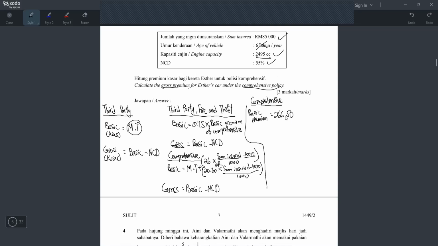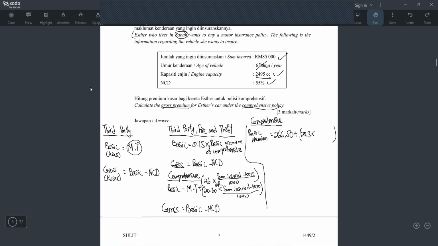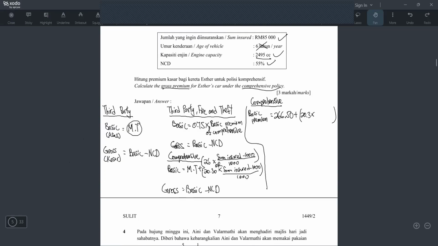266.50 is not the answer yet. You still have to plus with bracket. Okay, which one do you want to take, 26 or 20.3? 20.3. You know why? Because it's in Sabah, Sarawak. If it's Semenanjung, then only we take the 26.